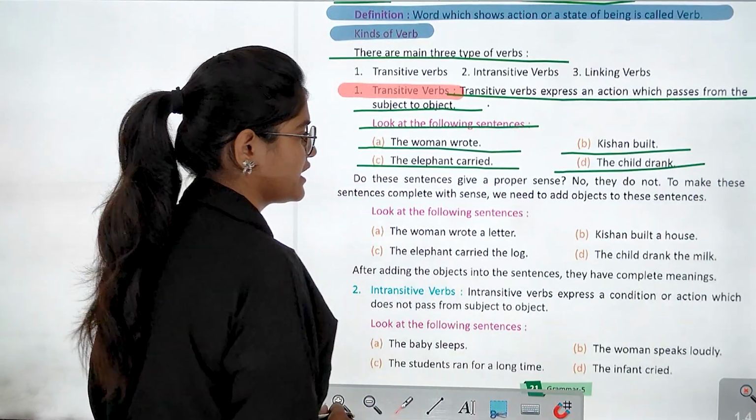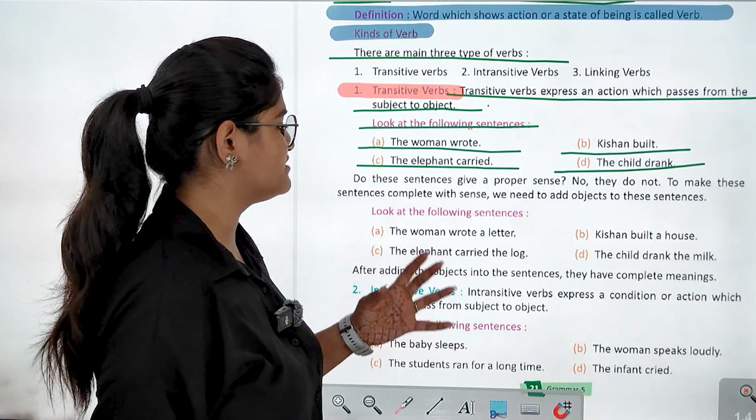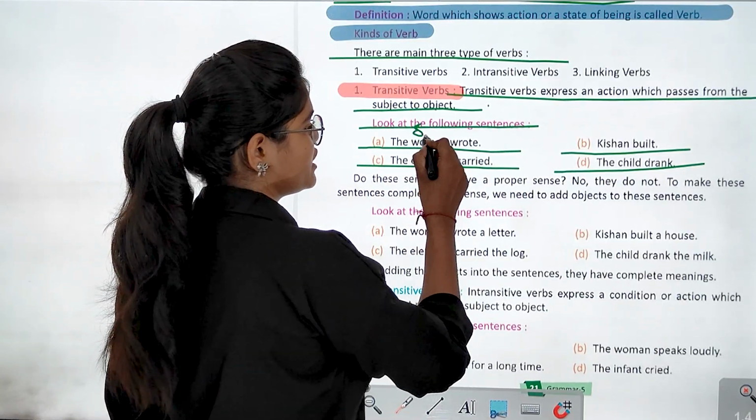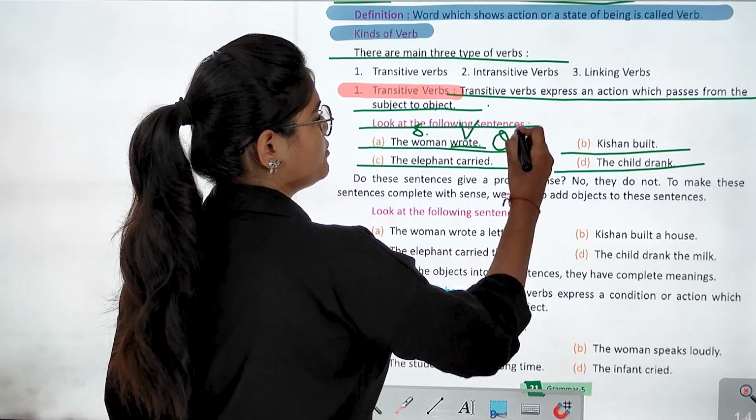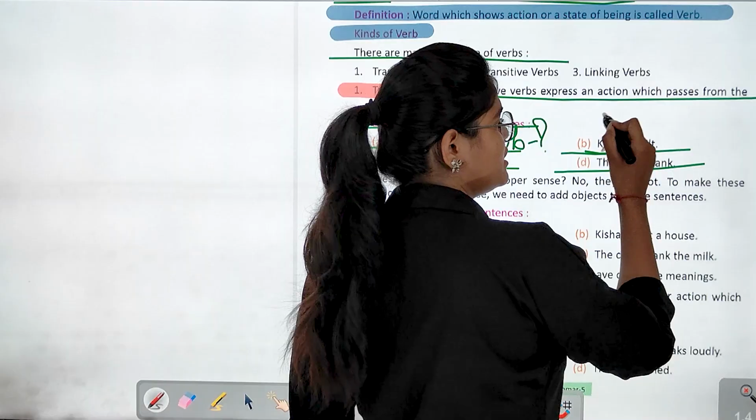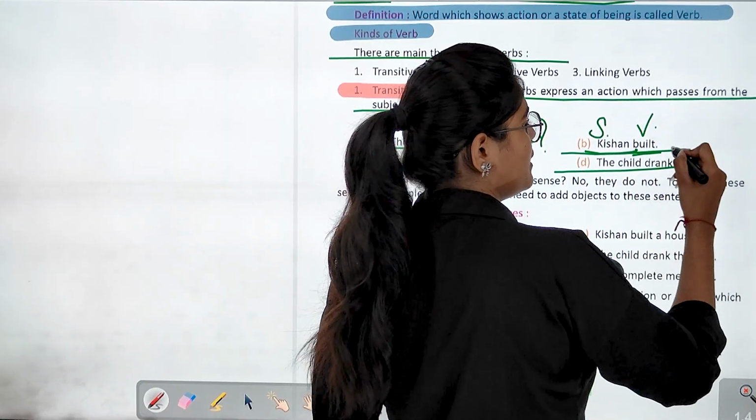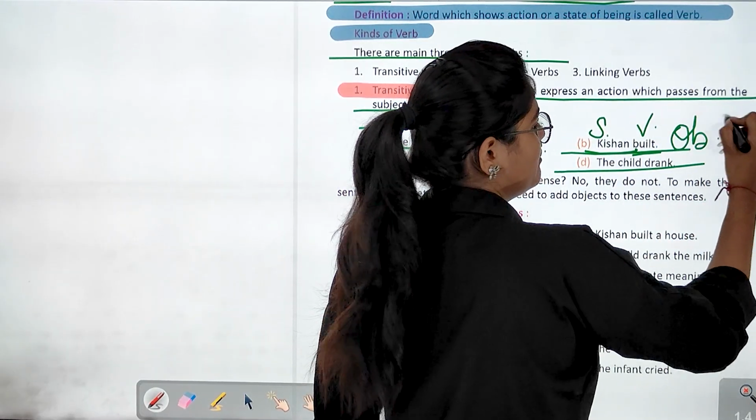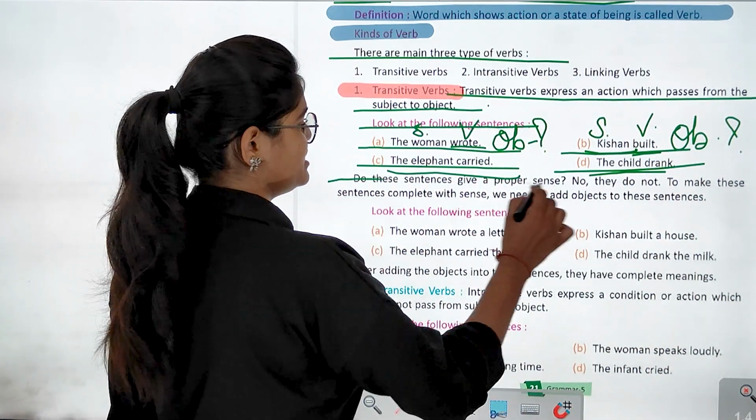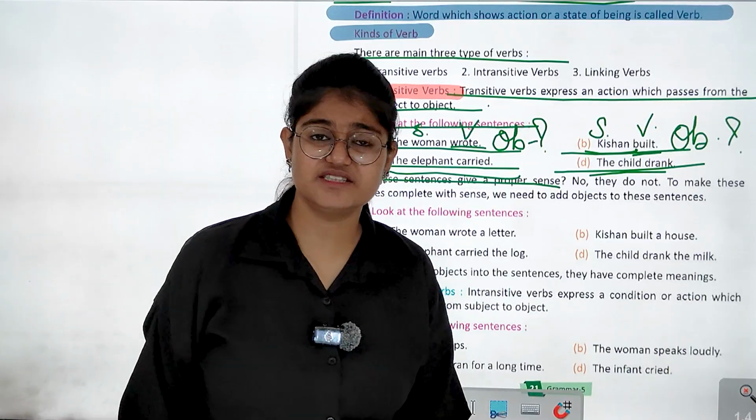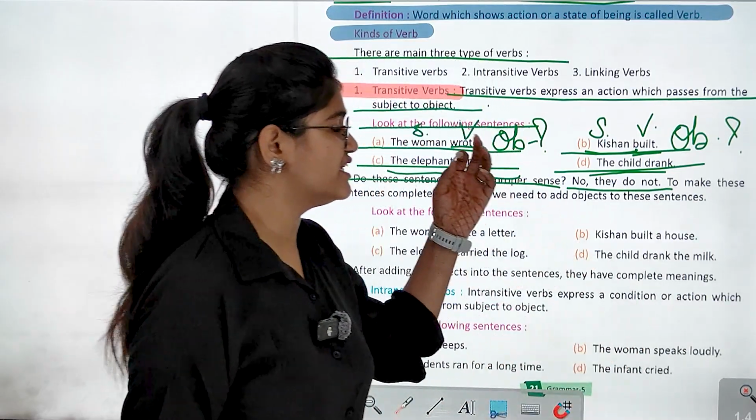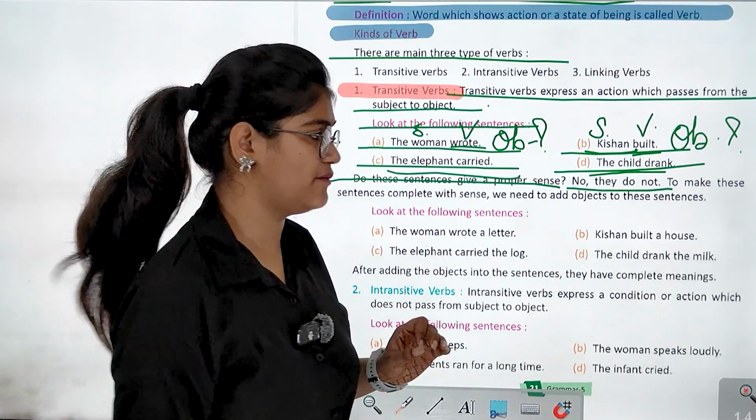The child drank. Right? So these sentences, as you can see, have a subject and a verb, right? Women is the subject, wrote is the verb, but the object is missing, right? Same goes with the second one, that Kishan is the subject, built is the verb, but the object is missing. And same goes with these two sentences as well, right? So do these sentences give a proper sense? क्या ये sentences एक proper sense हमें दे रहे हैं? No, they do not. ये हमें sentence का पूरा sense नहीं provide कर पा रहे हैं, right?